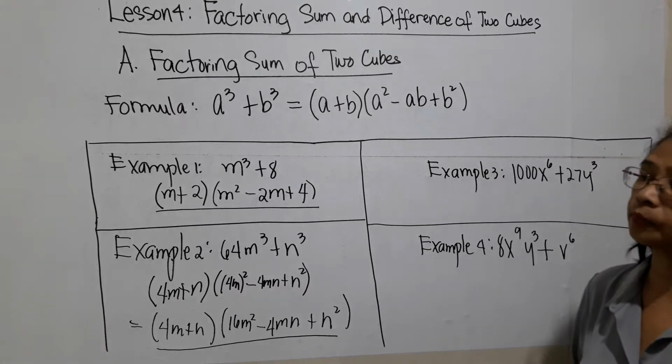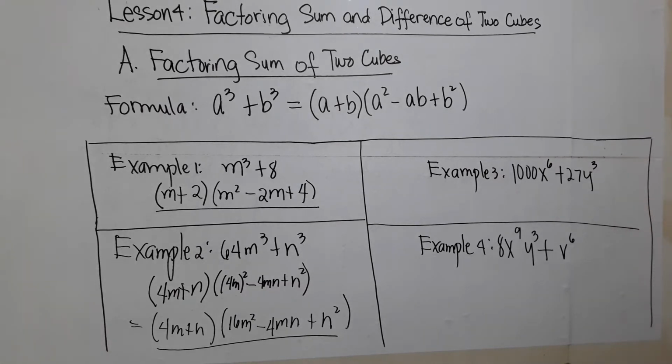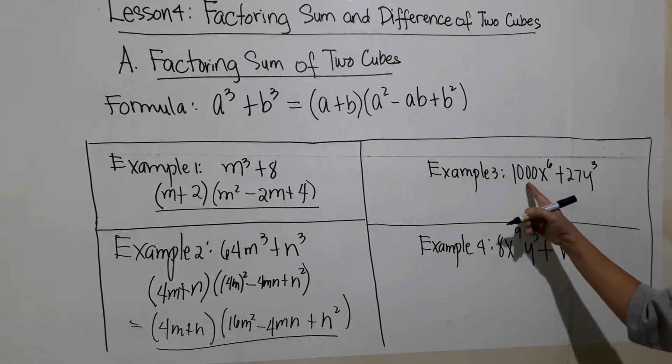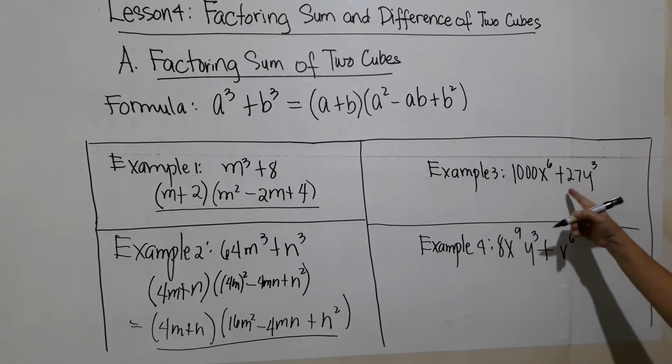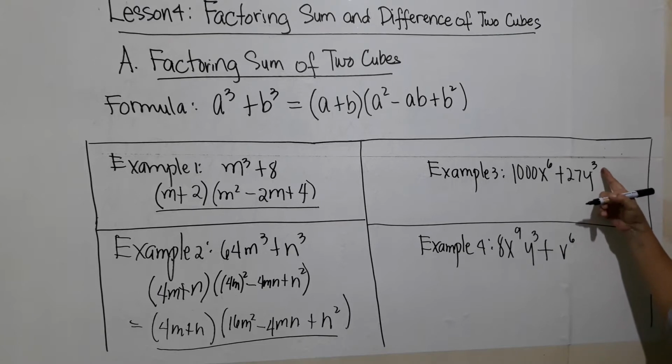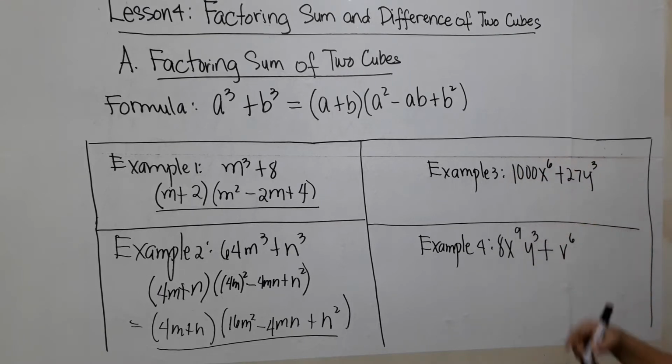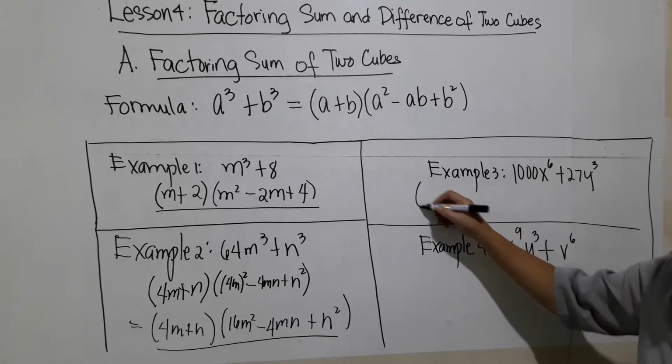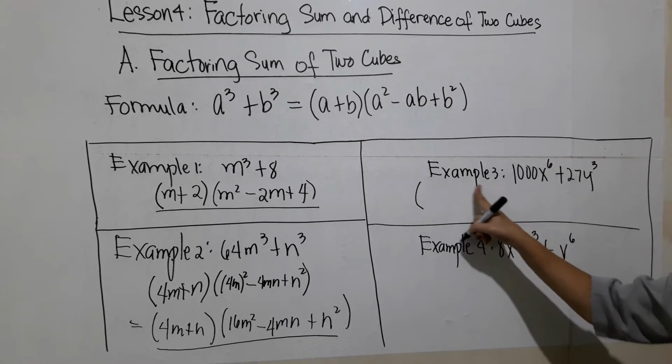Example number 2. For example number 3, we have 1000x to the 6 plus 27y cubed. Do you think both terms are perfect cubes? Yes. Okay, let us have now the first factor.